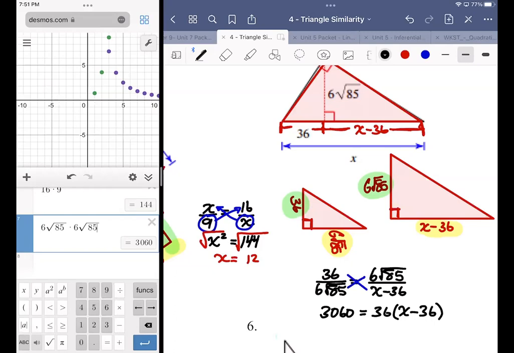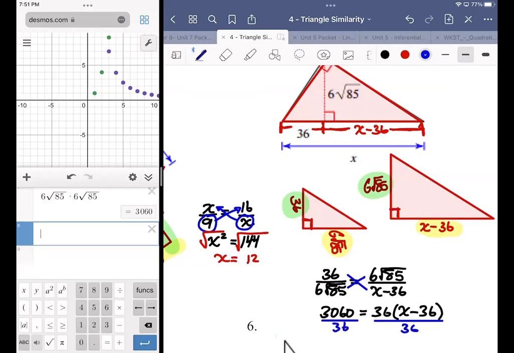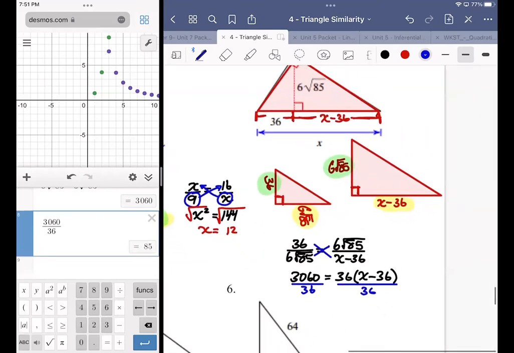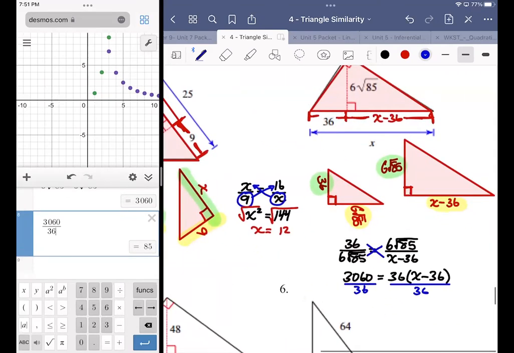So if I want to get x alone, I want to get rid of that 36. Let's divide that out. So 3060 divided by 36, somewhat nice, 85. 85 is equal to x minus 36. And then if I want to get x alone, I would add 36 to both sides.